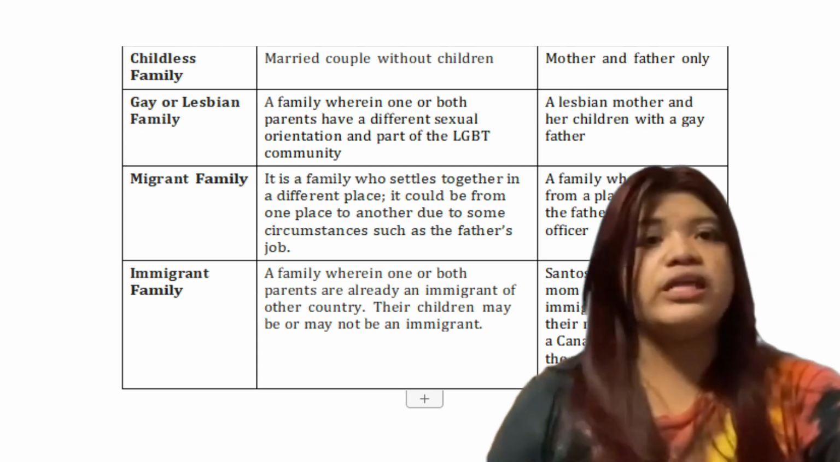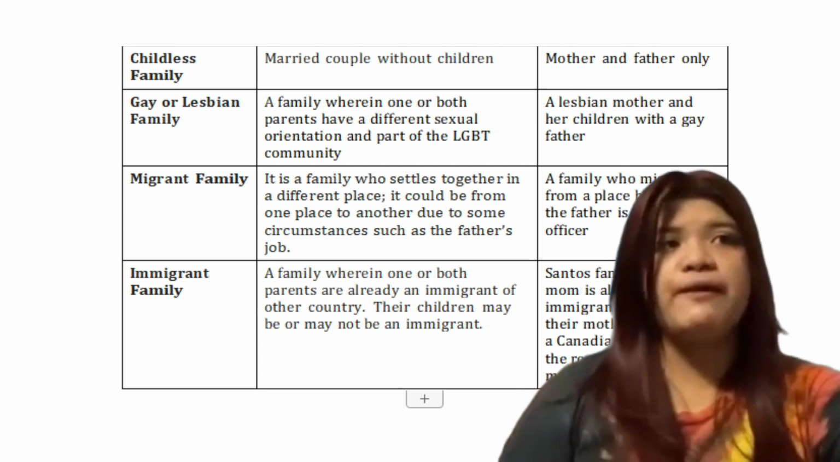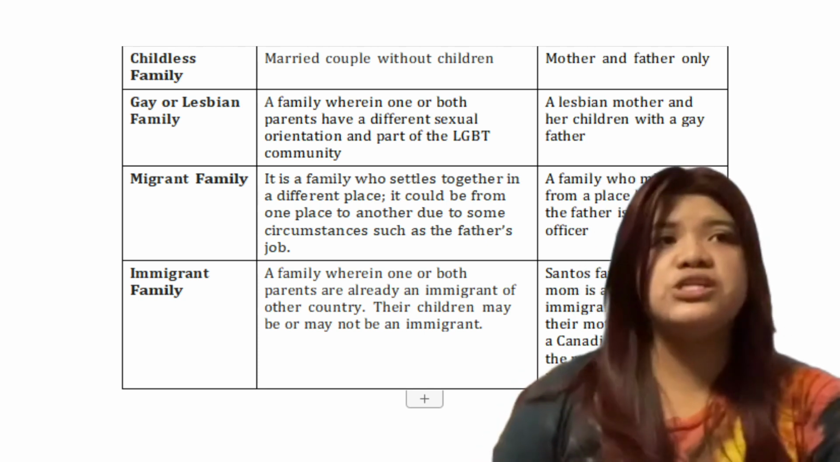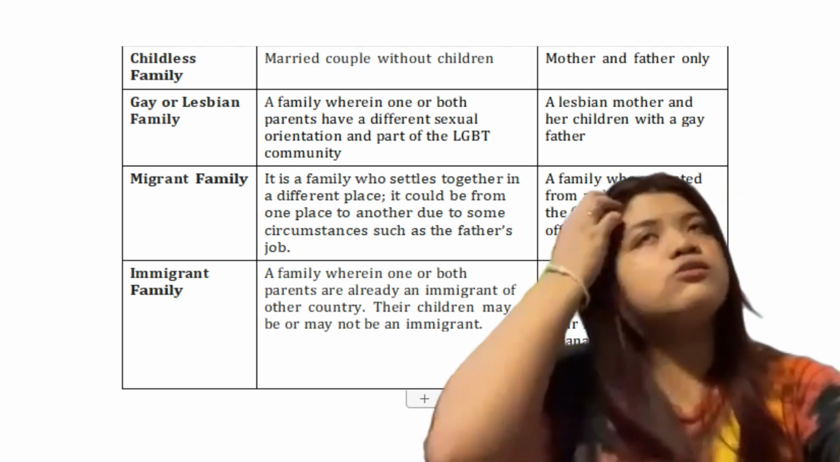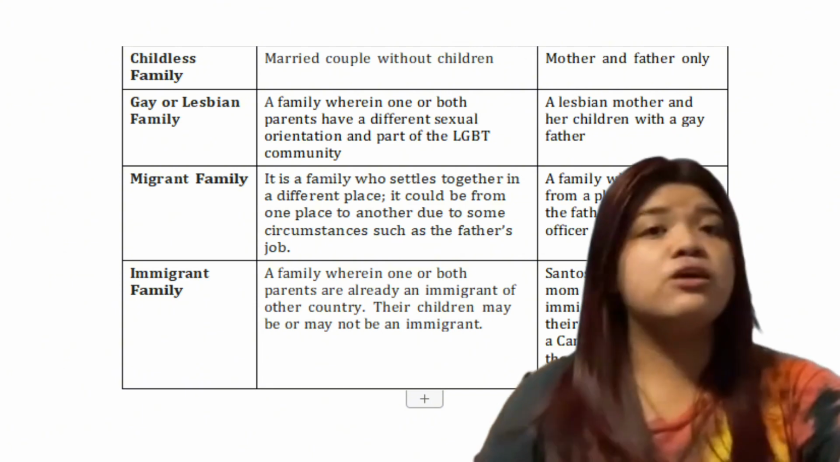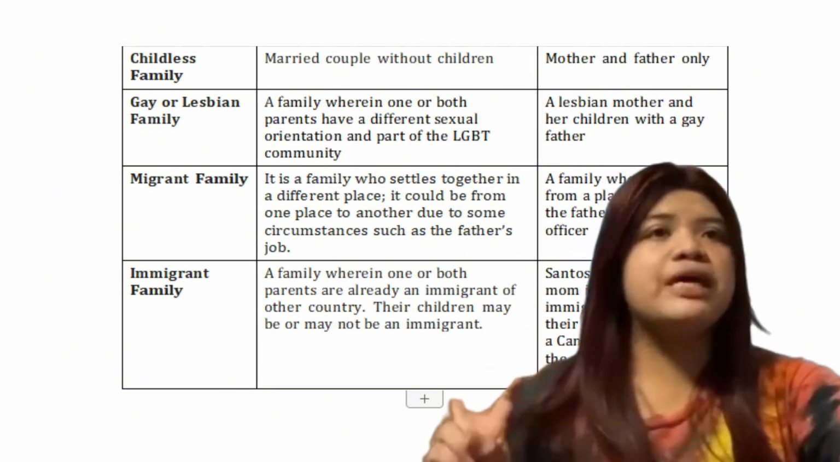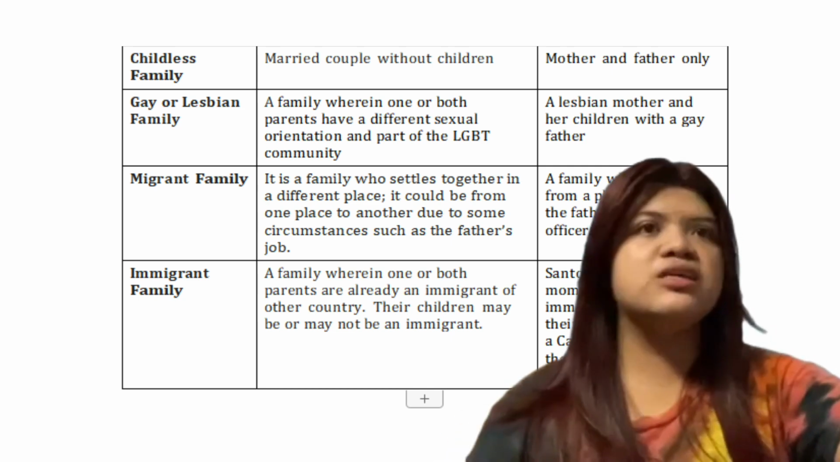Next, the adopted or adoptive family, a family wherein parents may adopt a child with whom they share no blood relationship, or one parent may adopt the child of the other parent. An example of this is an orphan child. If they adopt that orphan child, they become the legal parents of that child.